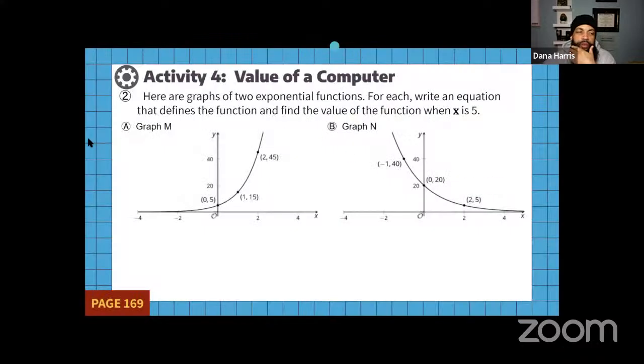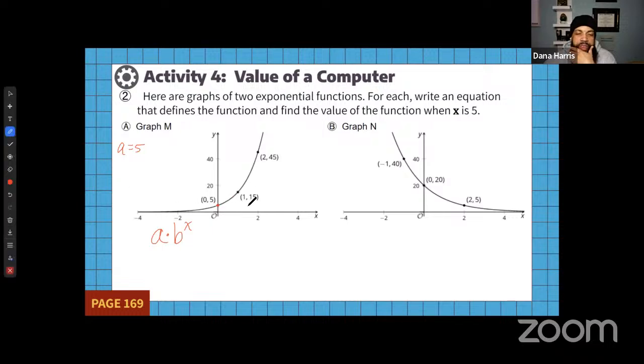Here, activity 4, this part. Now we've got to create. It says here are graphs of two exponential functions. For each graph, write an equation that defines the function and find the value of the function when x equals 5. So in order to find the value of the function, I say a times b to the x power. Okay. So in order to find a, my initial value, boom, that's 5. So a equals 5.